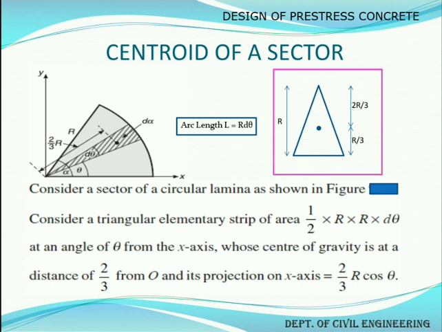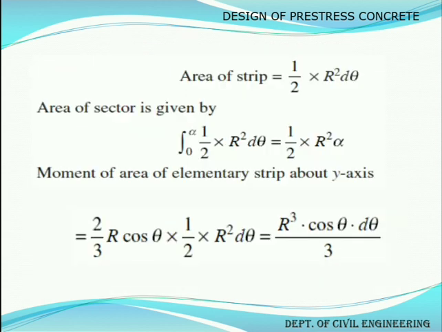Area of this elemental strip will be half into r into d theta, that is the area of a triangle. Again I am repeating, even if the arc portion is curved, for analysis purpose we are considering it as a flat portion and as the base of the triangle. Therefore, now area of the sector is given by integration of 0 to alpha of half r square d theta.